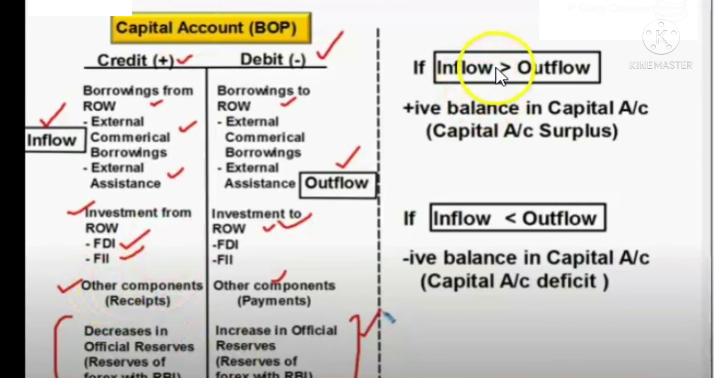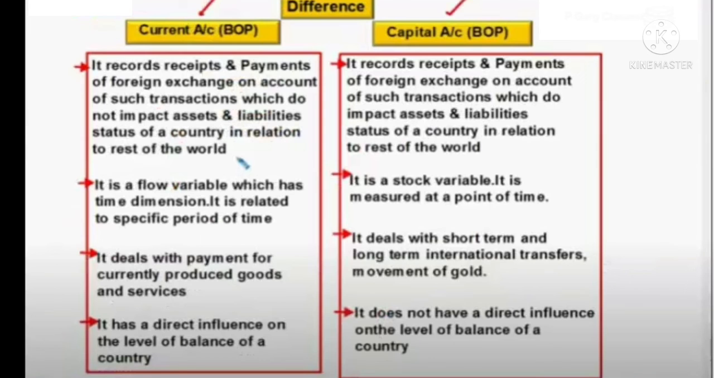So here, if inflow is greater than outflow, it's a positive balance of the capital account. That is, the capital account is in surplus. If their currency is inflowing to our nation, it's greater than outflow, it's on the positive side, as we had seen earlier. If inflow is less than outflow, then it is a negative balance of payment, the deficit side. So here it is showing the difference between current account BOP and capital account BOP.